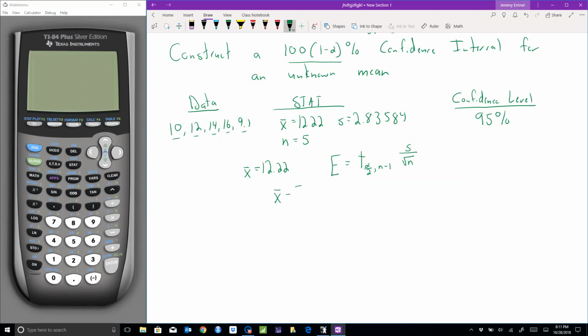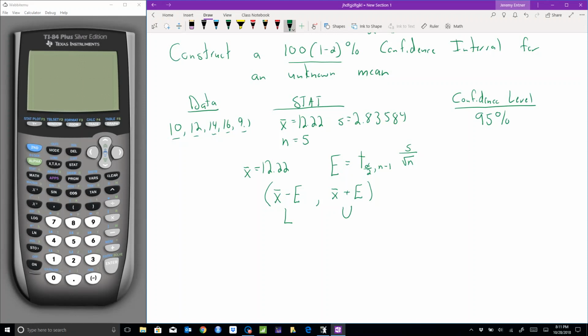Once we have all of those, we're going to take our x bar and subtract that E, the margin of error, from it, and then we're going to take that x bar and add our margin of error to it. And what we will get are two numbers. There'll be a lower number and there'll be an upper number. There's two parts to the answer here, a lower number and an upper number.